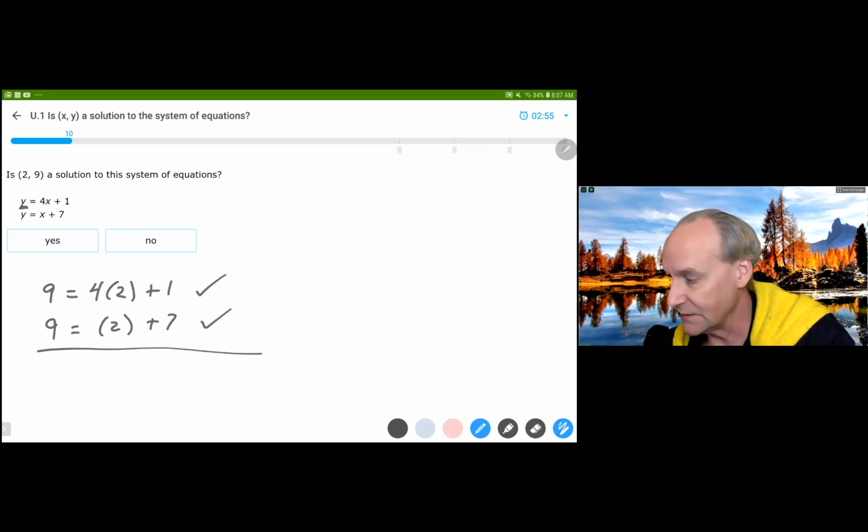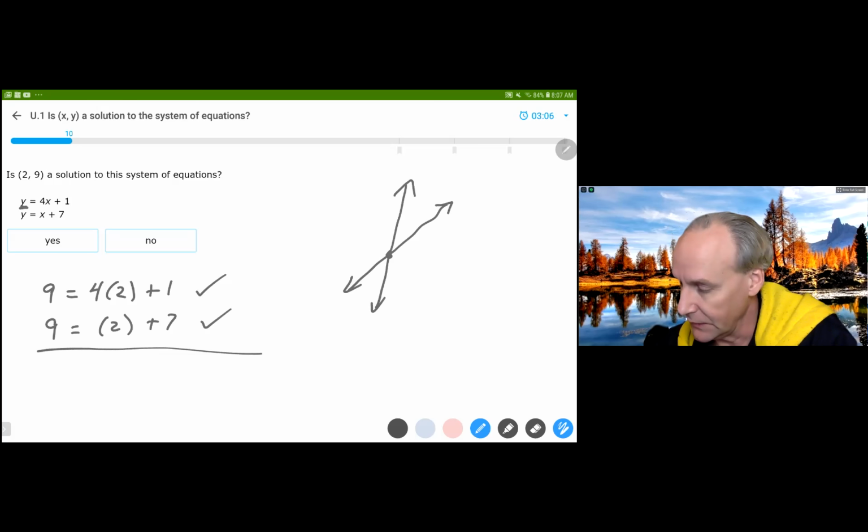By the way, this is the situation where you've got something that looks like this, and you've got another one that looks like this, and you do get a solution right there. So yes.